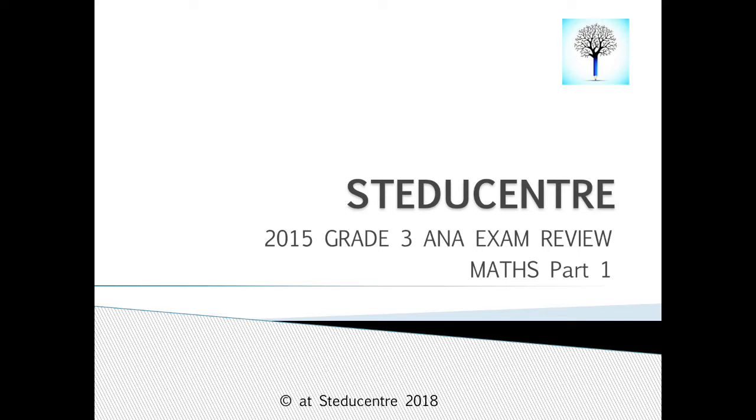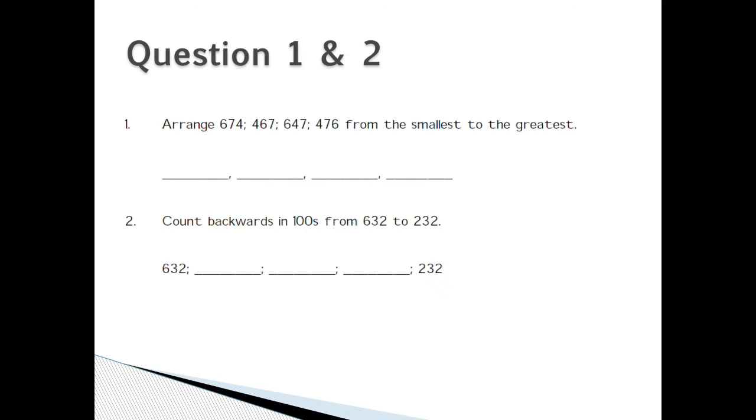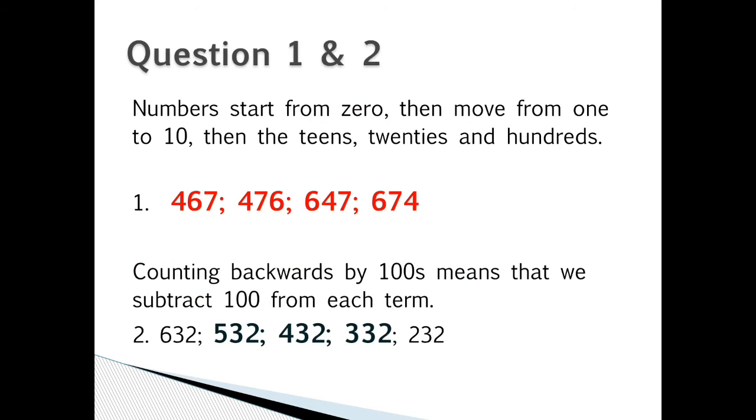Part 1. Question 1. Arrange 674, 467, 647, 476 from the smallest to the greatest. 2. Count backwards in hundreds from 632 to 232. Numbers start from 0 and then move from 1 to 10, then the teens, 20s, and hundreds. 1. 467, 476, 647, and 674. Counting backwards by hundreds means that we subtract 100 from each term.